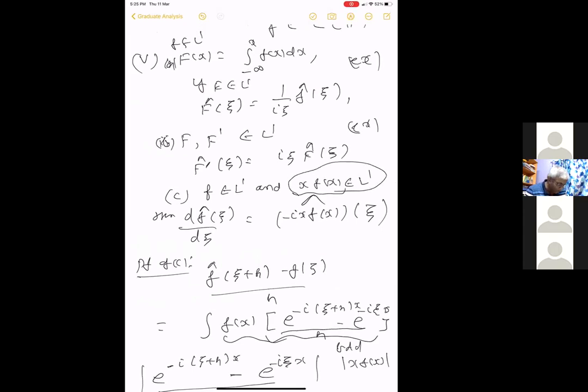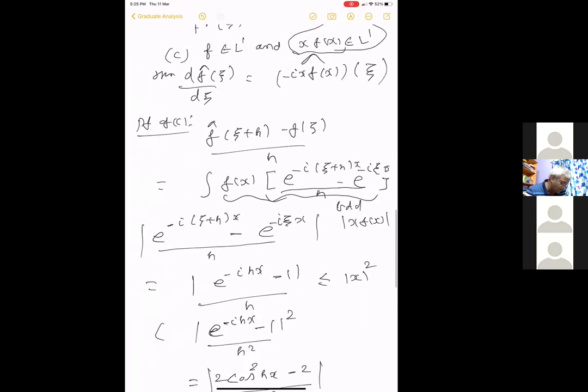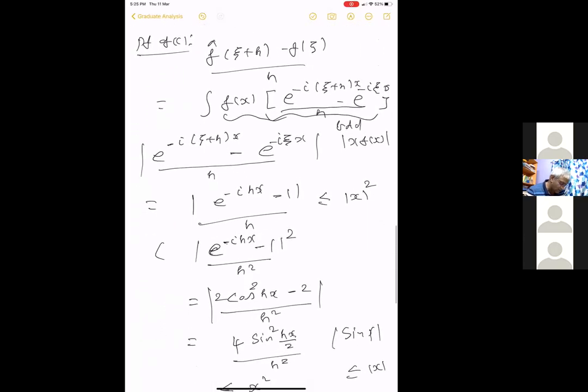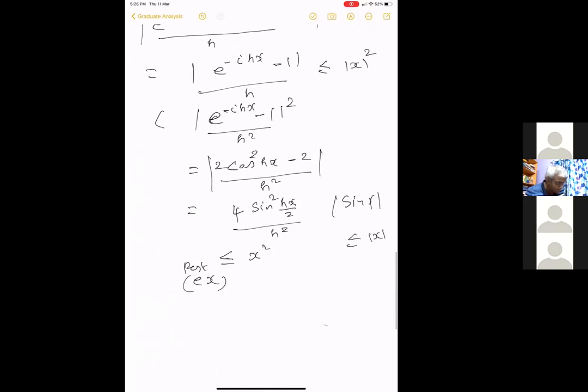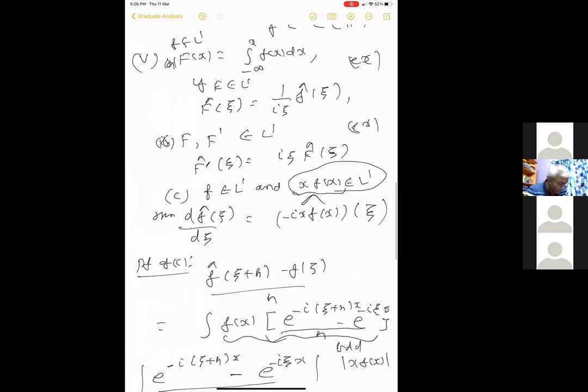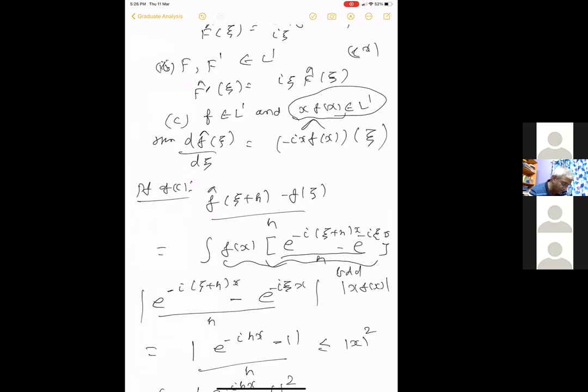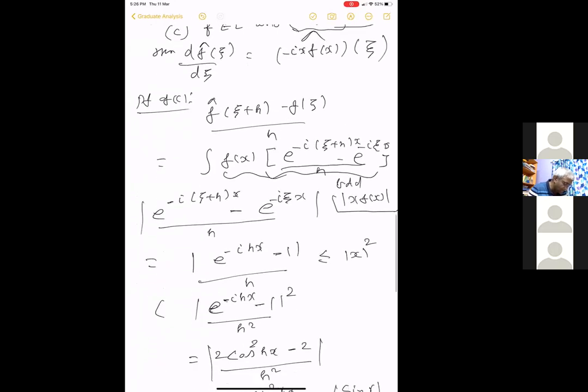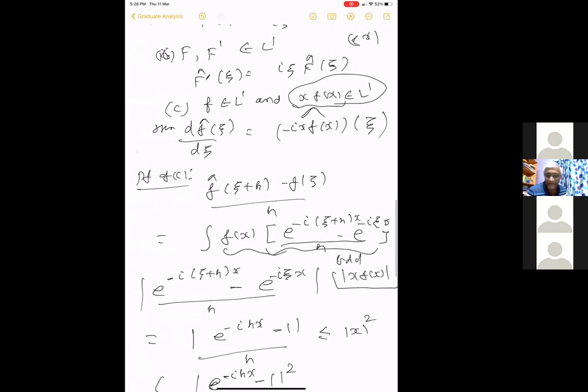Yeah, but we have f of x times something that is bounded above by x square. So where do we get? No, I'm taking the square here. The square is less than or equal to this. The integrand is bounded by mod of x f of x. Because I am taking mod, I squared it. So the integrand is bounded by x f of x, which is integrable, we are assuming.